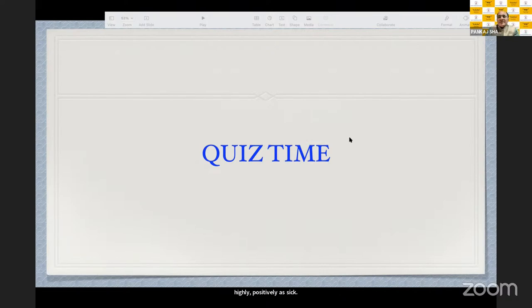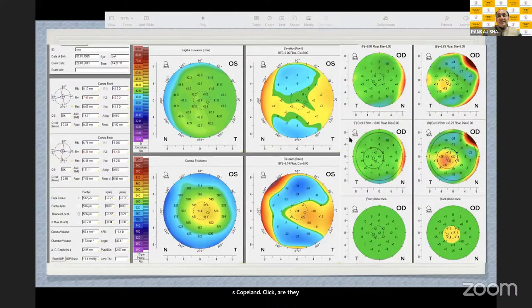Okay, so quiz time. First question. Please tell them to write the answer and not shout the answer, so that whoever writes first gets the prize. Read the question very carefully first. Oh, this is a visual thing. Okay, what is the diagnosis?